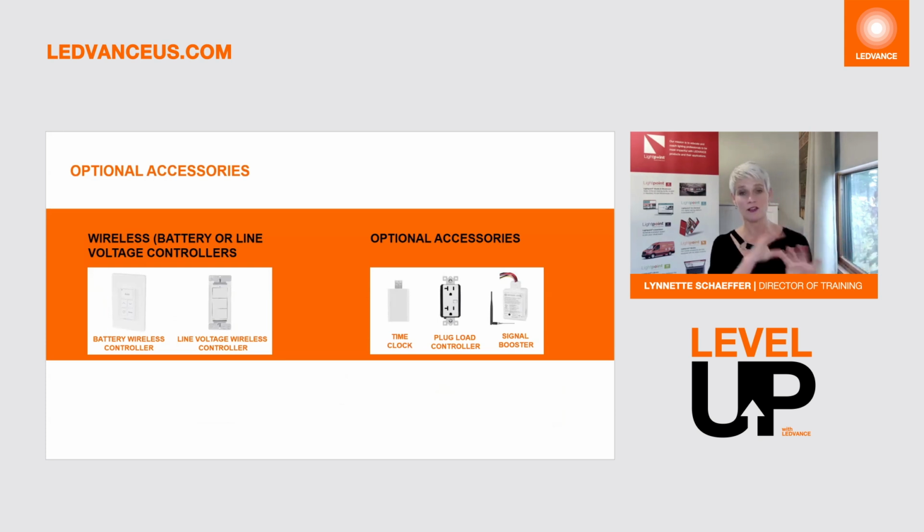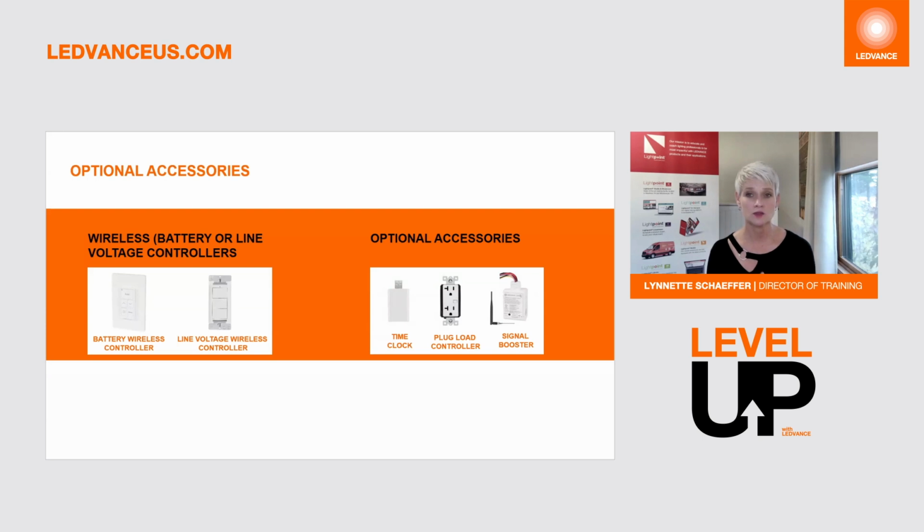how to install it in the various ways it can be installed. But these are your very few optional accessories, which is perfect. We don't need a bunch of stuff with this system. I think that's one of the other really great things about it. So you basically have the option of a wireless controller, either battery or line voltage. You also have a time clock. You've got a plug load controller and a signal booster. I'll be talking a little bit about all these optional accessories here in a minute.